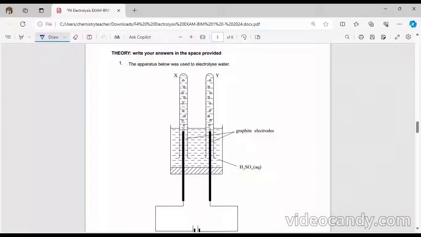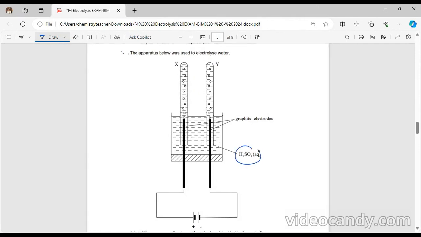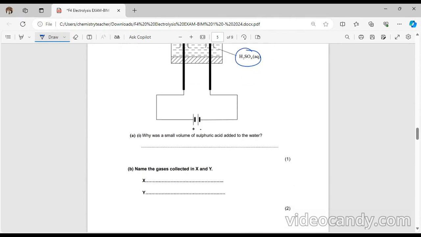Okay, now let's look at the theory part, the written questions. So the first question asks about the electrolysis of water, and you can see here as well that we've added some sulfuric acid. And the first question is why we've added that sulfuric acid, and the reason is it improves the conductivity of the water or of the solution. So you need that word conductivity in there really to get the mark.